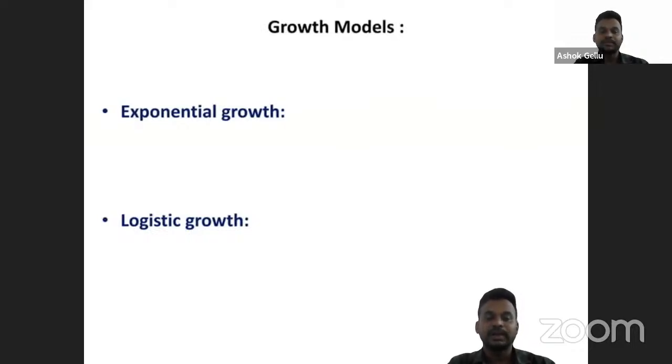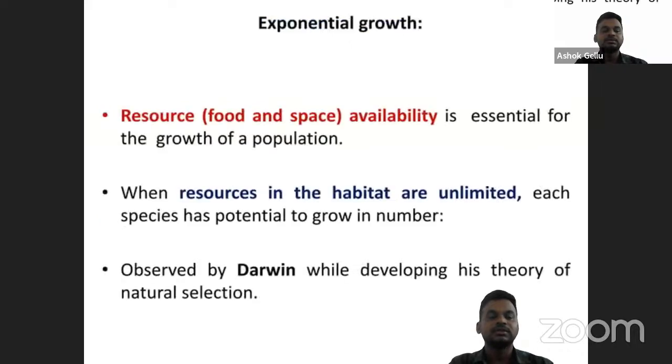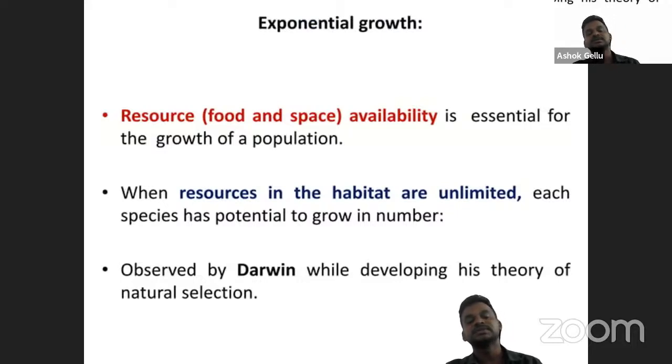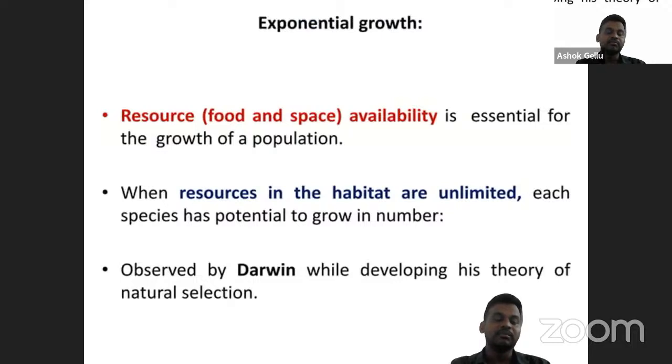Growth models are two types: exponential and logistic. Exponential: depending on the food sources, they survive. Automatically, birth rates also increase. Depending on the resource availability, this is essential for growth of the population. When resources in the habitat are unlimited, exponential growth is high. Each species has potential to grow in number with the resources in the particular habitat.